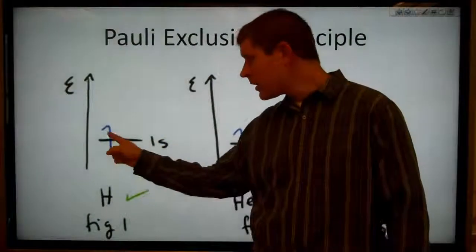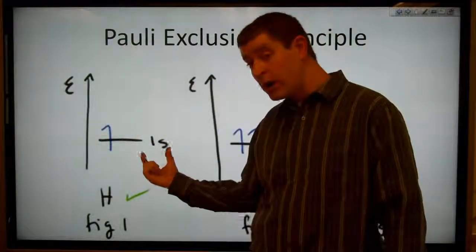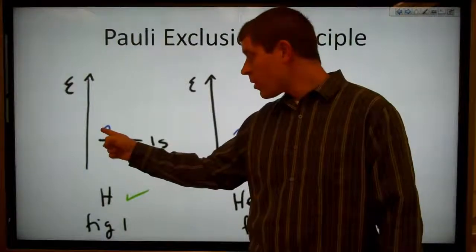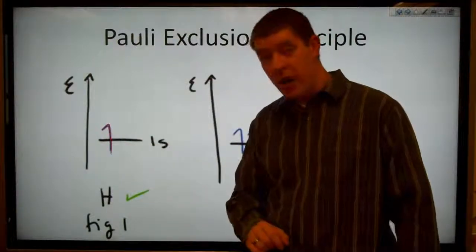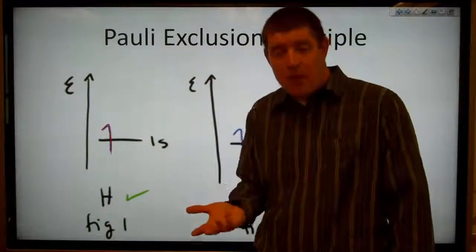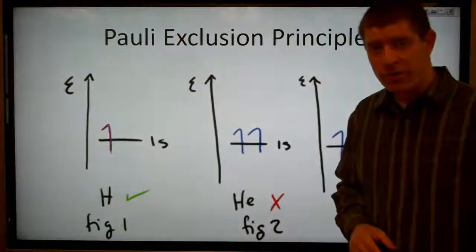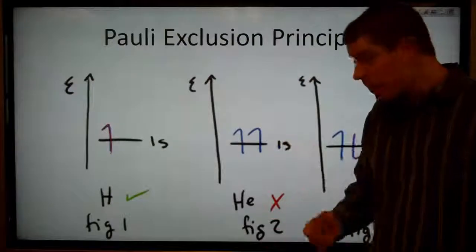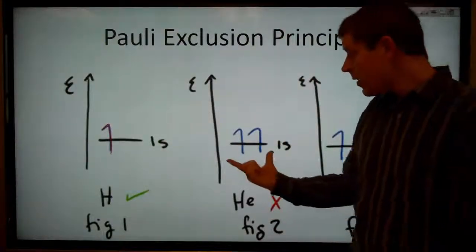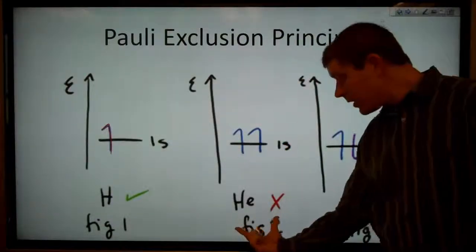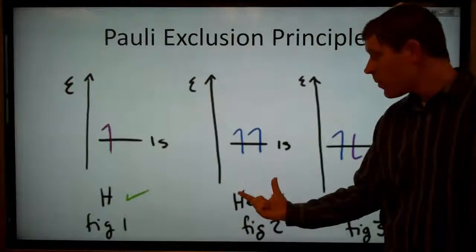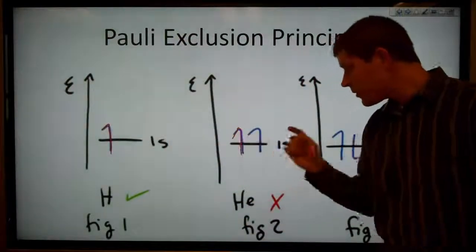So if we have a horizontal line, we have 1 orbital, that's our 1s orbital. We're going to put our electron in spin up. Again, it doesn't matter whether we put it in up or down, really. Just by convention, we put the first one in an orbital pointing up. Now, if we go with helium, now we have 2 electrons. Well, we put the first electron in, we'll put that in spin up.